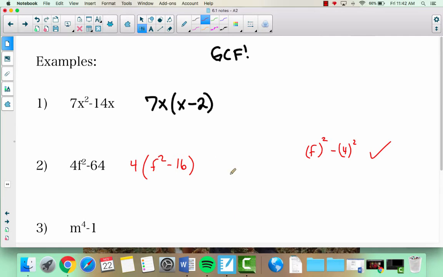So when we use difference of squares, the rule is that you factor it a plus b and a minus b. So we're going to have 4 times f plus 4 and then f minus 4. So this was my a value, this was my b value, and then we'd be done.